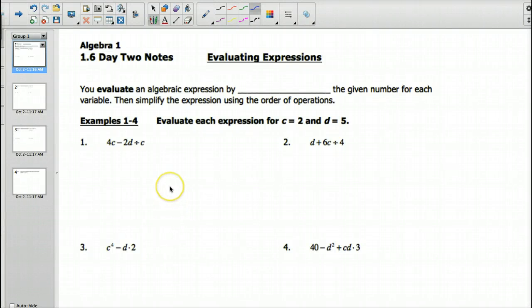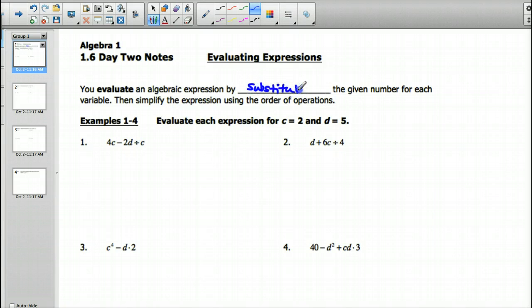Hey guys, in this video we're going to combine what we've done in the last two videos with using variables and order of operations. We're going to put those two things together and learn how to evaluate algebraic expressions. What I mean by evaluating an expression is just substituting a given number into an expression for a variable. And then we're going to simplify our expressions using the order of operations.